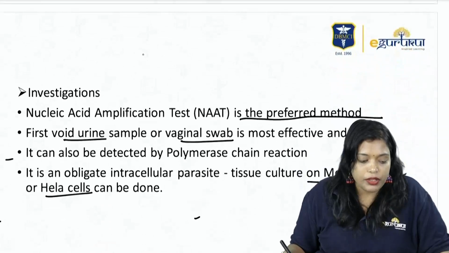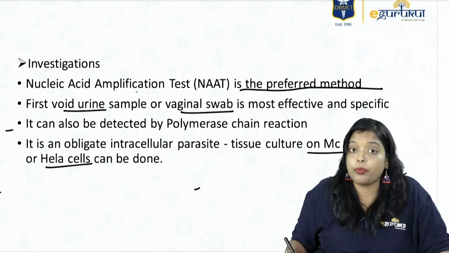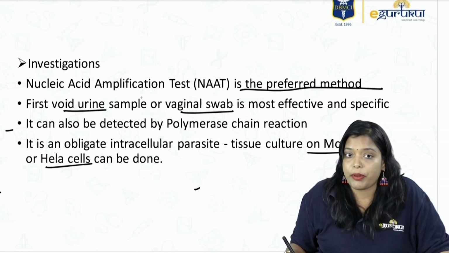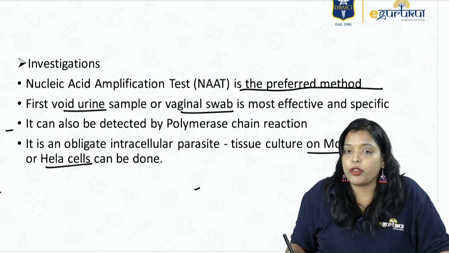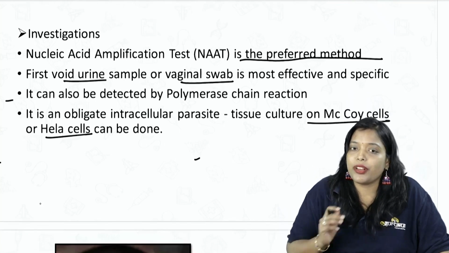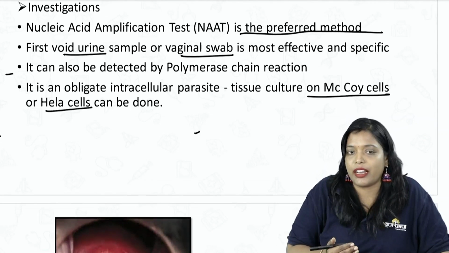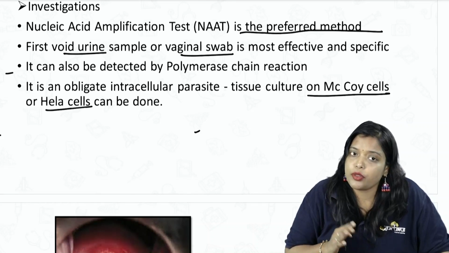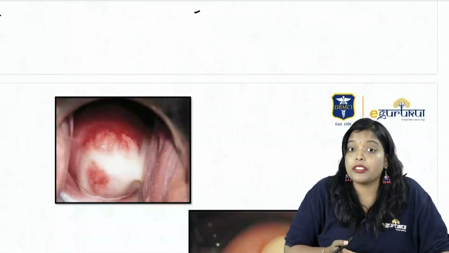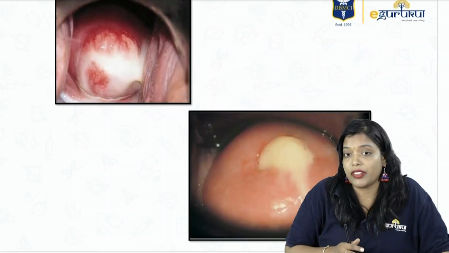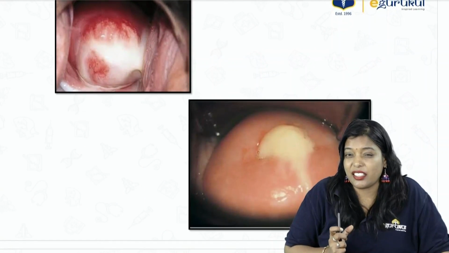Okay. Next, for investigation you can do the nucleic acid amplification test. That is the most preferred, using a first void sample or vaginal swab. You can also use PCR. You can culture, but culture is very difficult and is usually done on McCoy cells or HeLa cells. So the preferred test is nucleic acid amplification. This is the mucopurulent discharge of chlamydia. This is how chlamydial cervicitis will look: a red cervix with mucopurulent discharge.